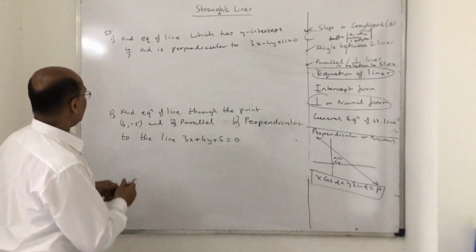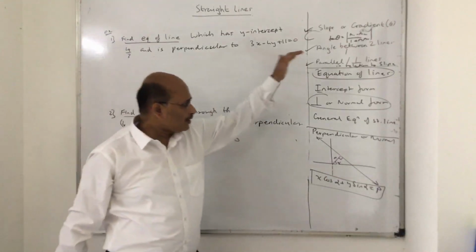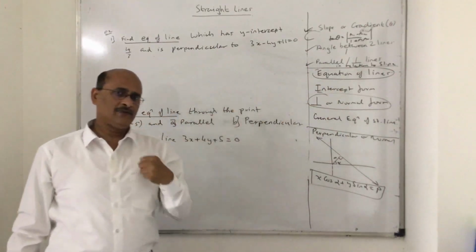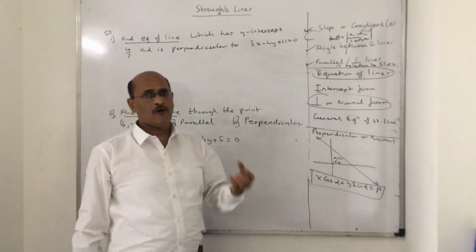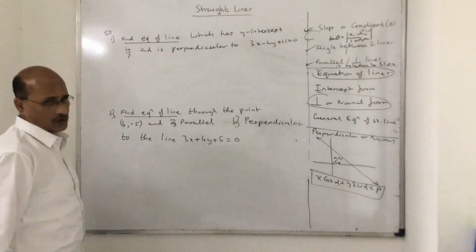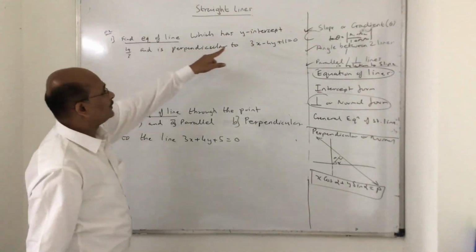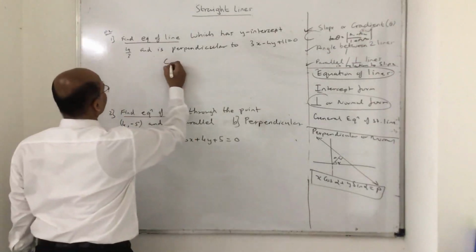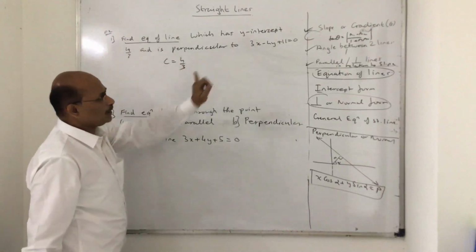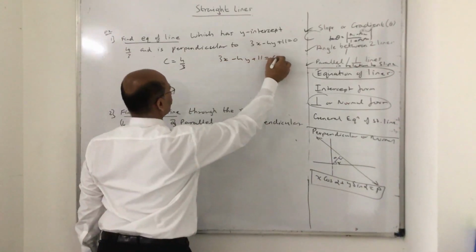If you see, find equation of line, that means with one of these forms you can always find the equation of the line. Now the challenge lies in knowing which form I have to use to get the solution. So let us begin with the first question of our lecture on the equation of a line. Find the equation of a line which has y-intercept c given to you, that is 4 upon 3, and is perpendicular to the line 3x minus 4y plus 11 is equal to 0.